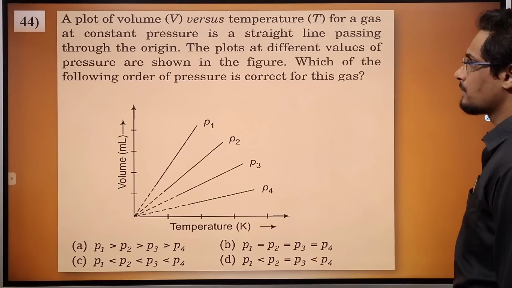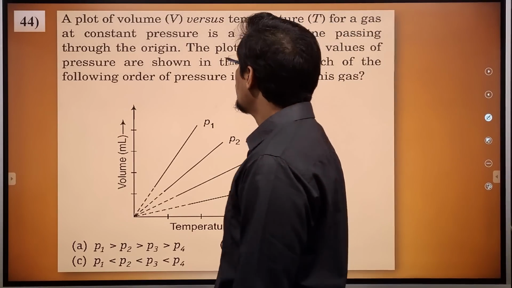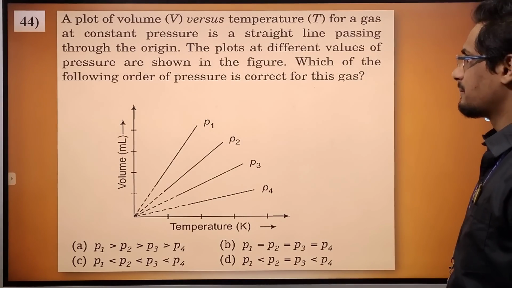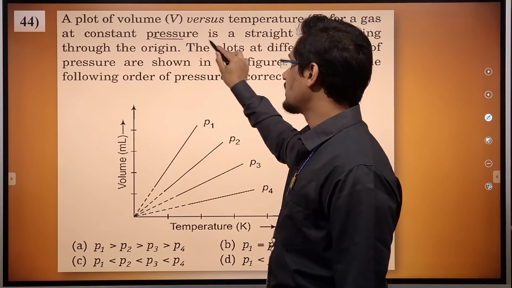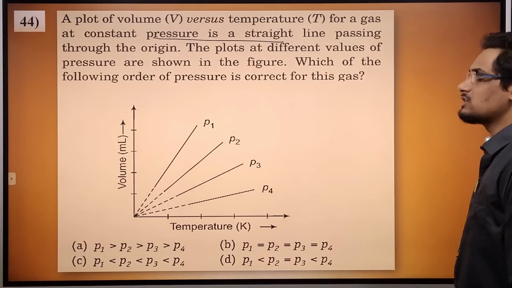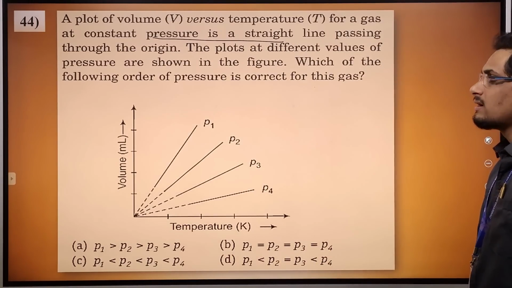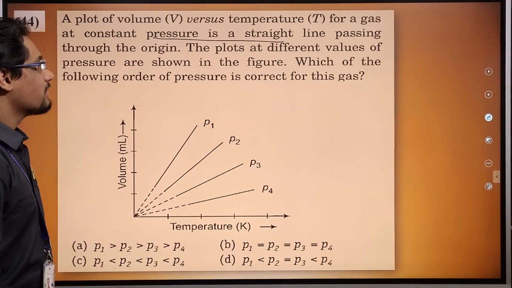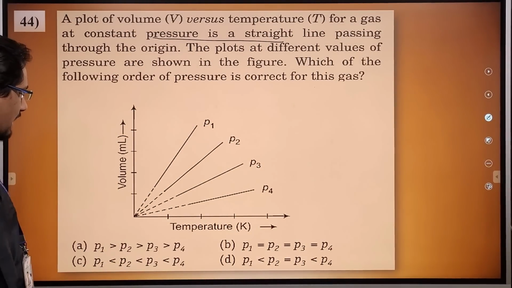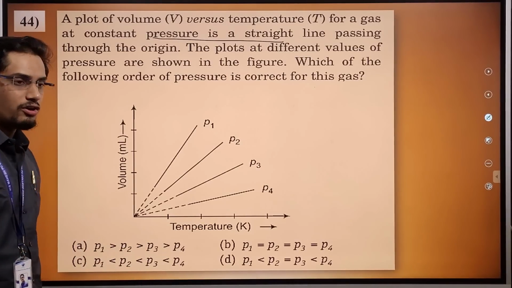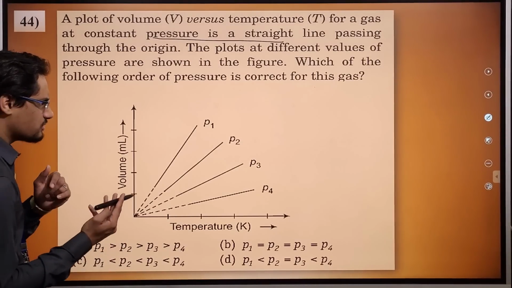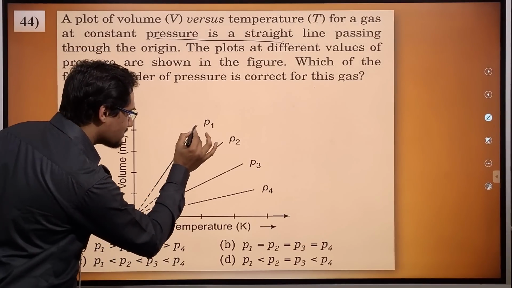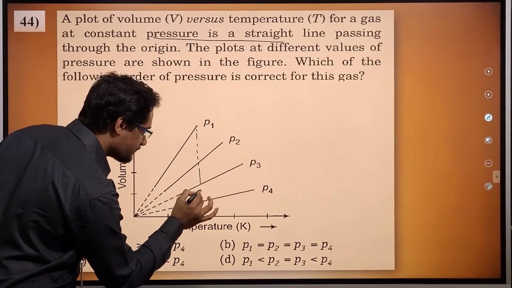Next question. A plot of volume versus temperature curve is given at constant pressure. They have given a Charles law graph, correct? They have given isobars. Here they have asked what is the relationship or what is the order of pressure. If we assume at this particular point, I make the temperature constant.